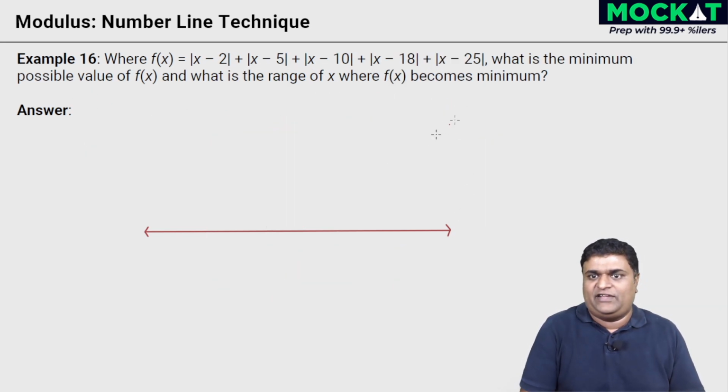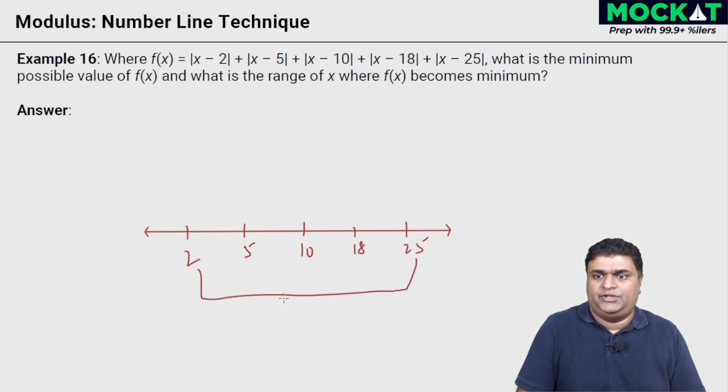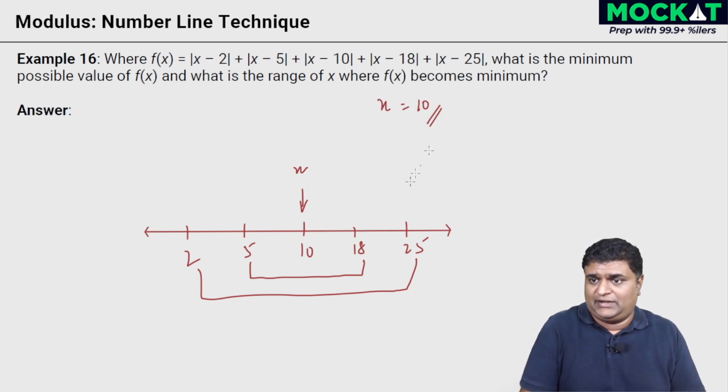Now, what if you have 5 modulus? Let's up it further: 2, 5, 10, 18, 25. You need x between 2 and 25. You need to find the x value between that to make it minimum. The next two values, 5 and 18, it has to be between those as well, the next two edges. And you're just left with 1. If it's an odd number, you have to make sure your x value is sitting over here so that the distance is 0 from 10. That's it. So at an x value of 10, it attains minimum.